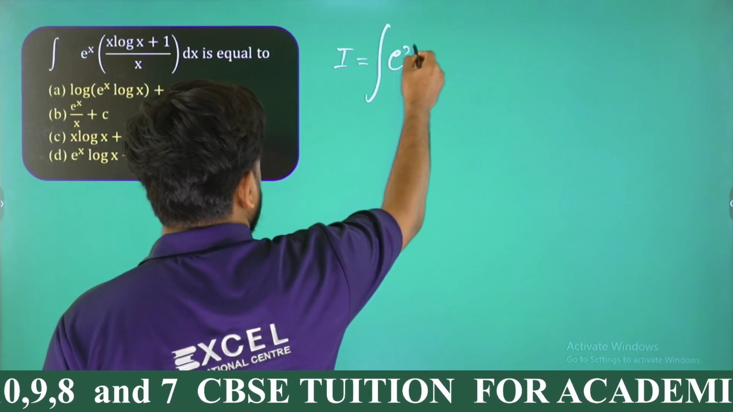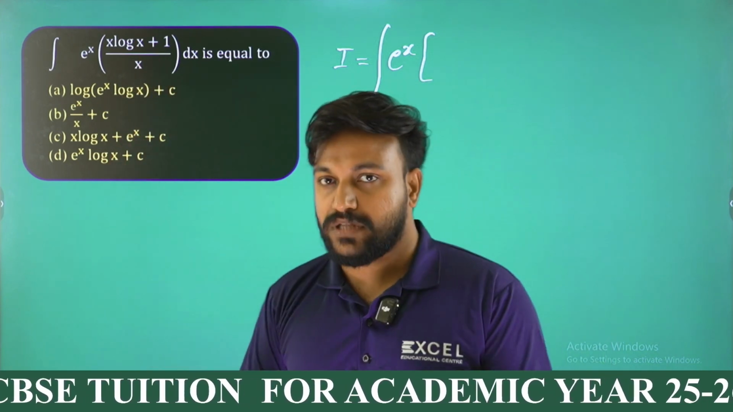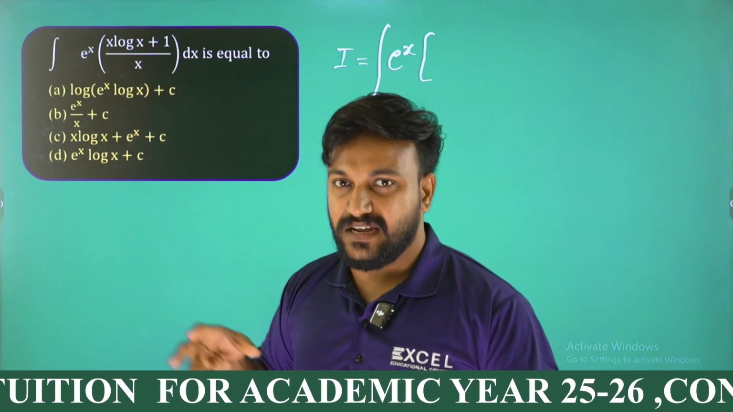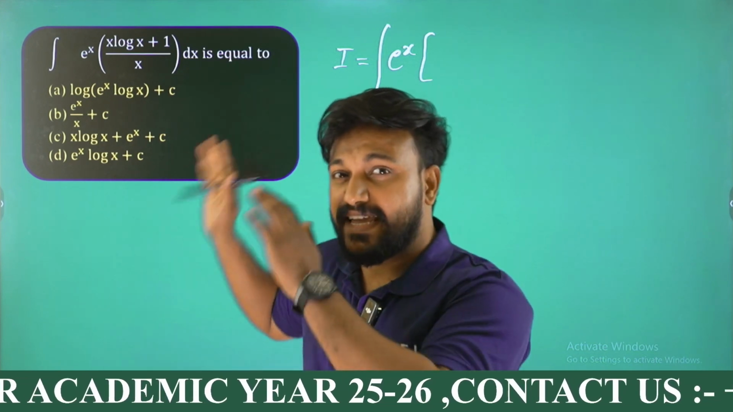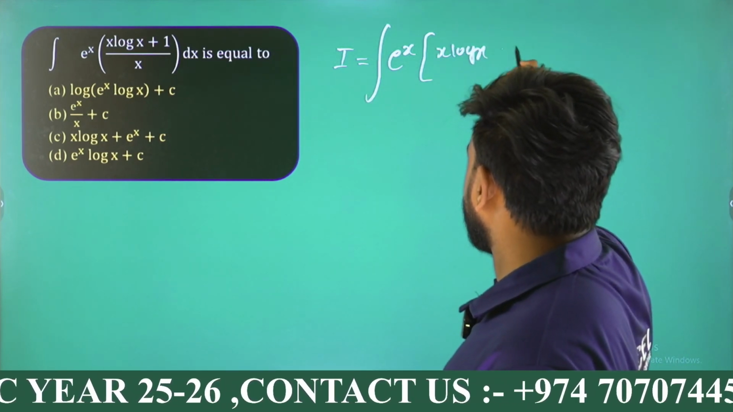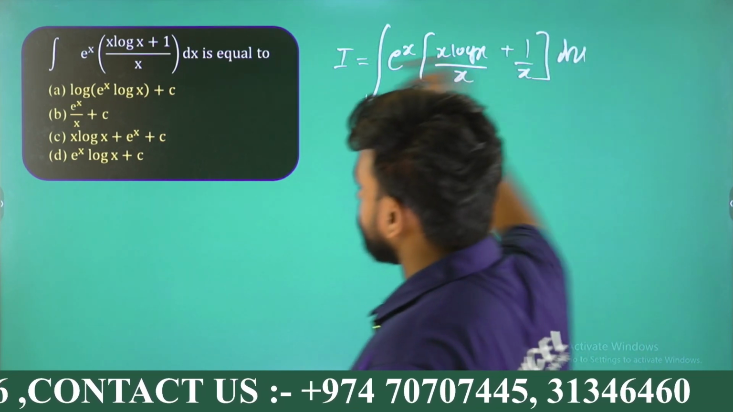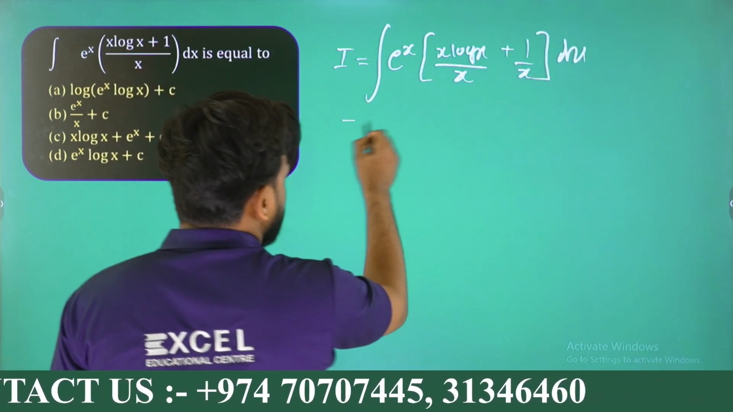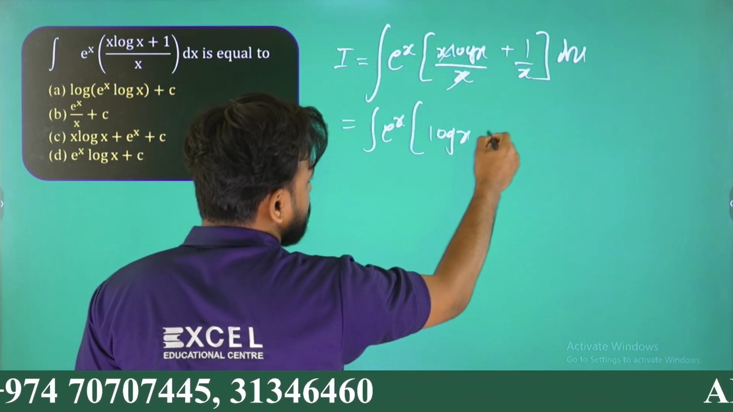Integral, e raised to x is out there. Then in a question, the e raised to x is out there, then some functions are inside. Try to bring f of x and f dash of x, the sum of f of x and f dash of x, inside it. So here what I can do, x log x plus 1 at the numerator, divide it, split the denominator. Then what you will get, e raised to x, these two will be cancelled, log x plus 1 by x.